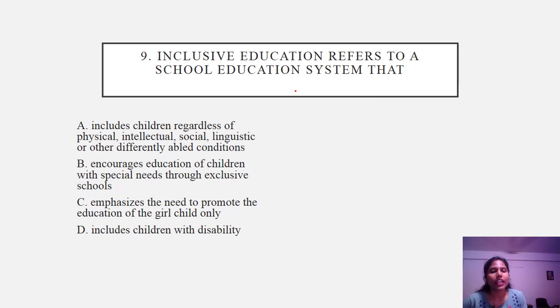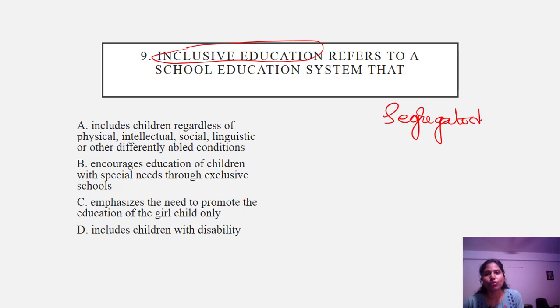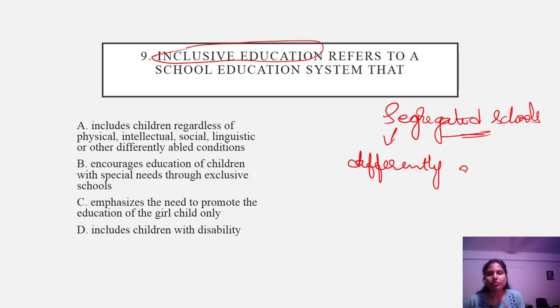You need to remember this. The 9th question is, inclusive education refers to a school education system that... So what is inclusive education is the question. Before this, you need to understand a few more terms. Segregated schools. We often hear this word. Segregated schools are the schools exclusively for differently abled children. Segregated means separating. Inclusive means everything should be included.